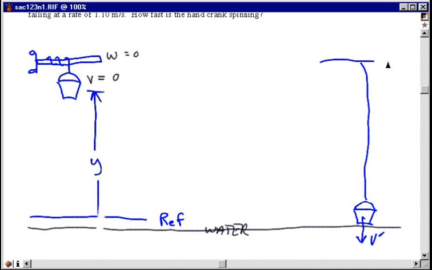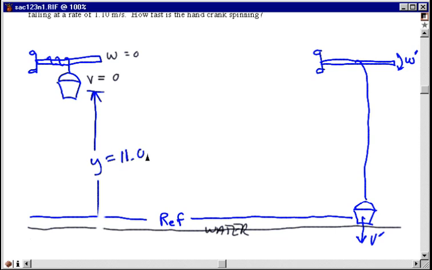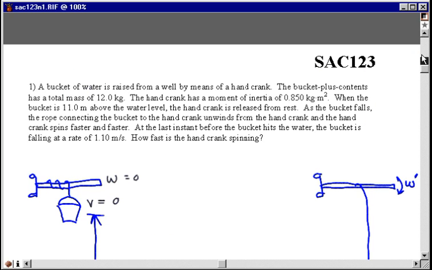I have the hand crank spinning rather rapidly, at a rate I'll call omega prime. And the bucket is at the reference level, so it has indeed dropped 11 meters. Y itself is 11.0 meters. I want to check that. I think they said it was 11 meters above the water to start with. Yep.